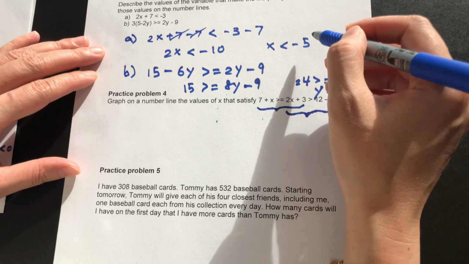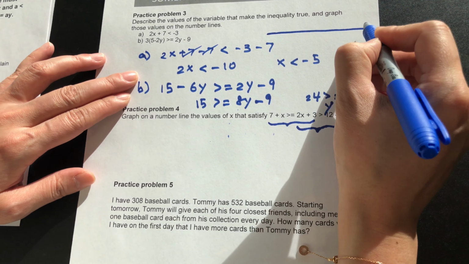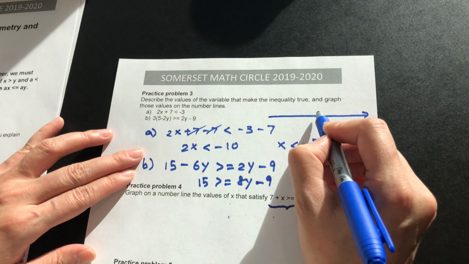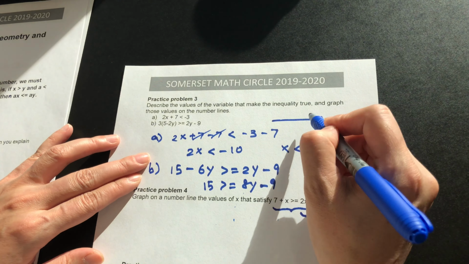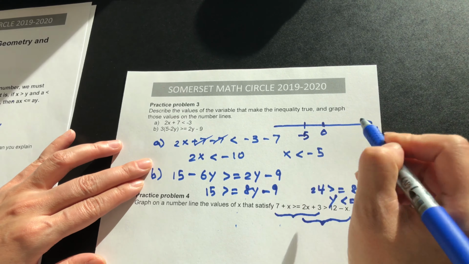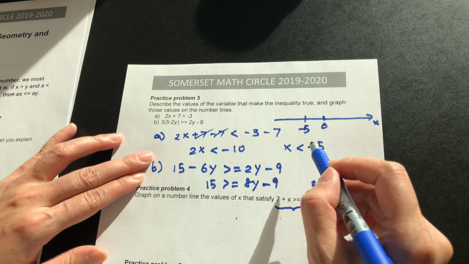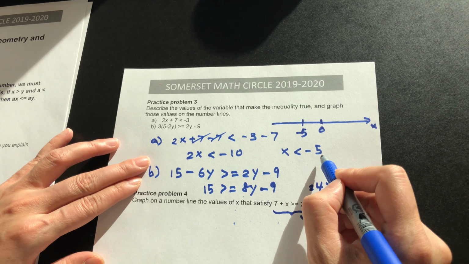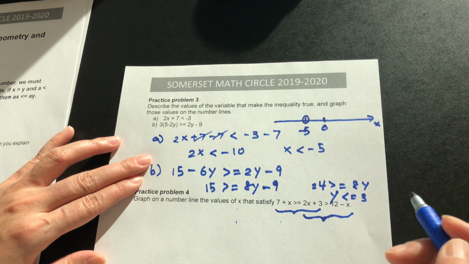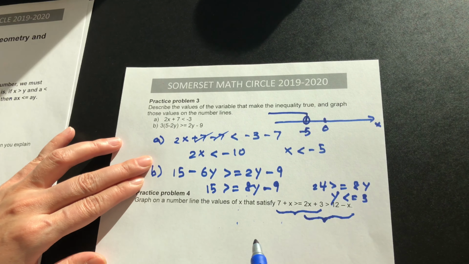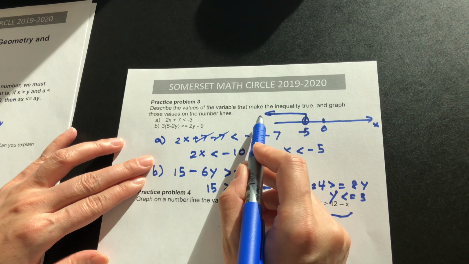Oh, by the way, we didn't graph this thing, so use A as an example. If you have a number line, here is 0, x less than negative 5. For example, if this is negative 5, we don't have an equal sign here, so you cannot include negative 5 in the range. So we draw a hollow circle, and x is the range going that way. Okay, x less than negative 5.